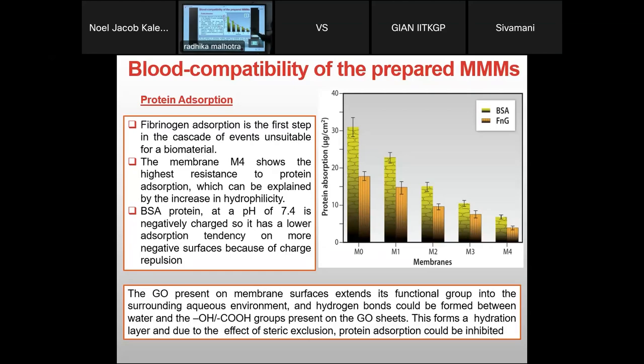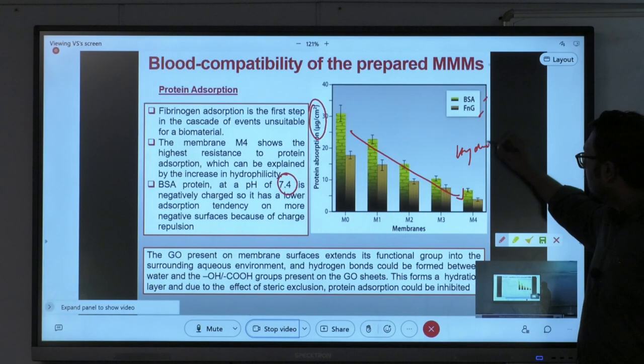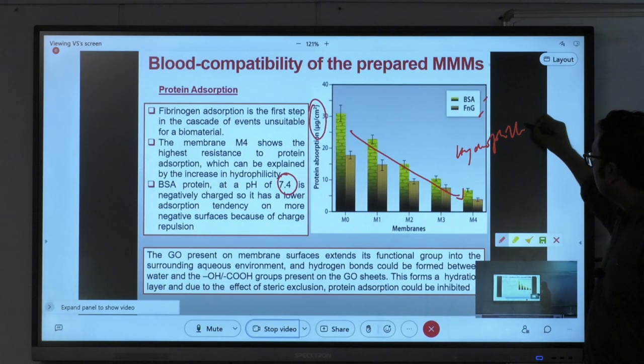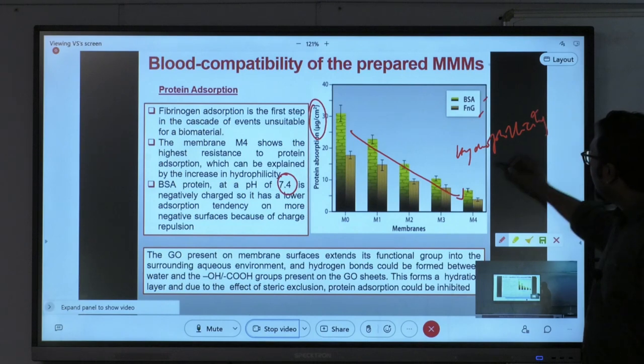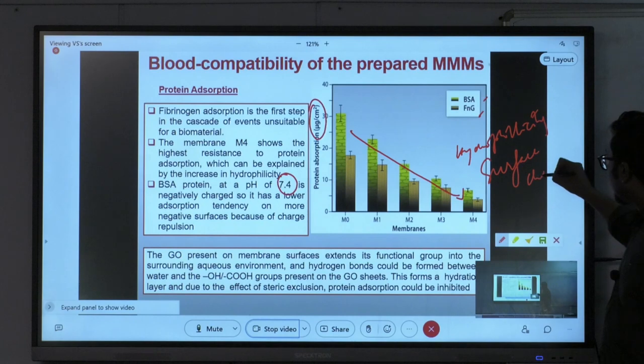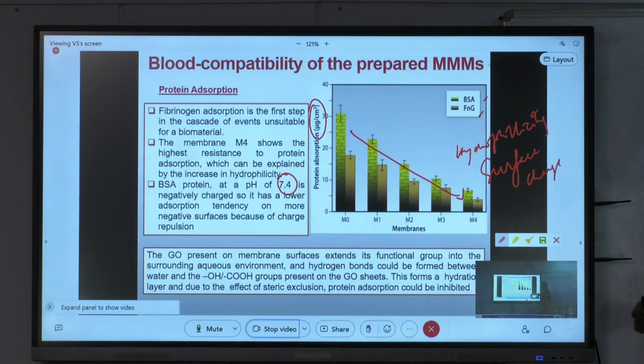Because again, they are hydrophilic. There is an increase in the hydrophilicity as well as the surface charge. So these two factors affected it, and that's why the protein adsorption became lower.